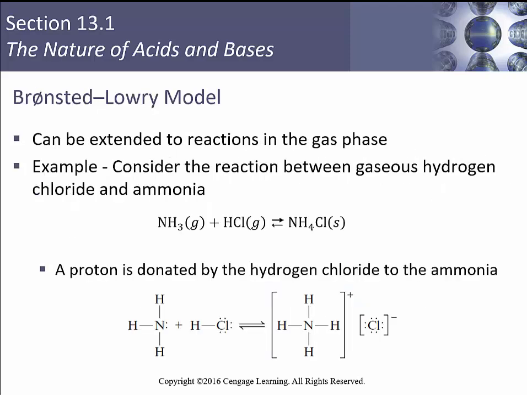So our Bronsted-Lowry model can be extended to reactions that occur in the gas phase. For example, consider the reaction between gaseous hydrogen chloride and ammonia, so we'll have NH3, ammonia, and HCl gas, giving us ammonium chloride, NH4Cl solid. A proton is donated by the hydrogen chloride to the ammonia.